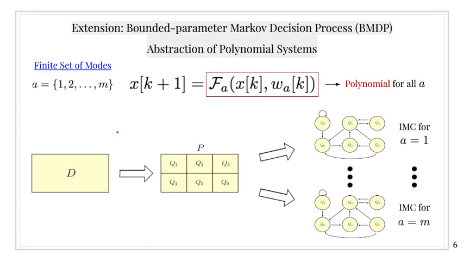Note that being able to solve this problem also allows us to construct abstractions for finite mode stochastic systems of this form, if each mode of the system maps to polynomial dynamics. In this case, we can build an IMC abstraction for each mode of the system from a domain partition, which is equivalent to the so-called bounded parameter Markov decision process, otherwise known as a BMDP abstraction. This type of abstraction can be used to design mode switching policies and achieves a desired performance objective in the original system.